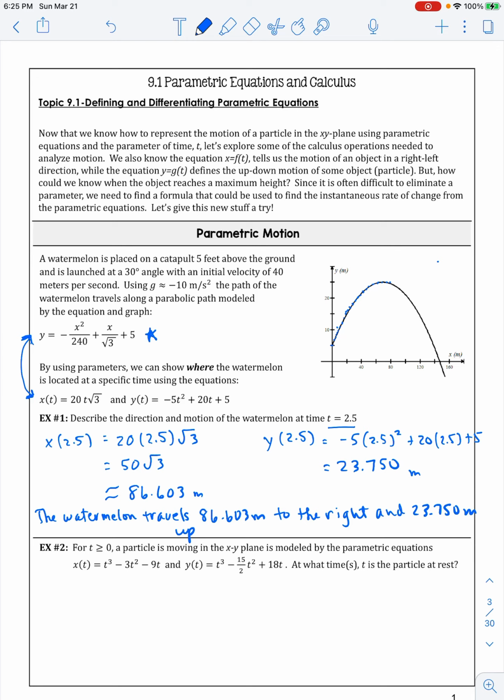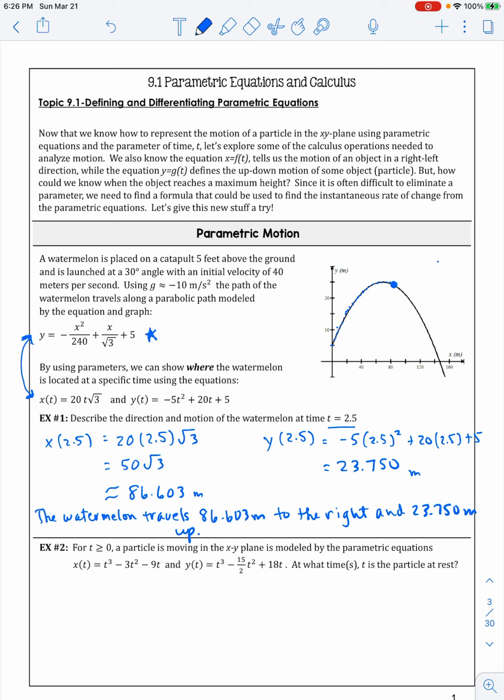So that's the direction and the motion of the watermelon at time t equals 2.5. It would have gone to the right that many meters, 86.603, and up 23.750. So at 2.5 seconds, it's going to be about right there. The 86 is your x, and the y is 23.